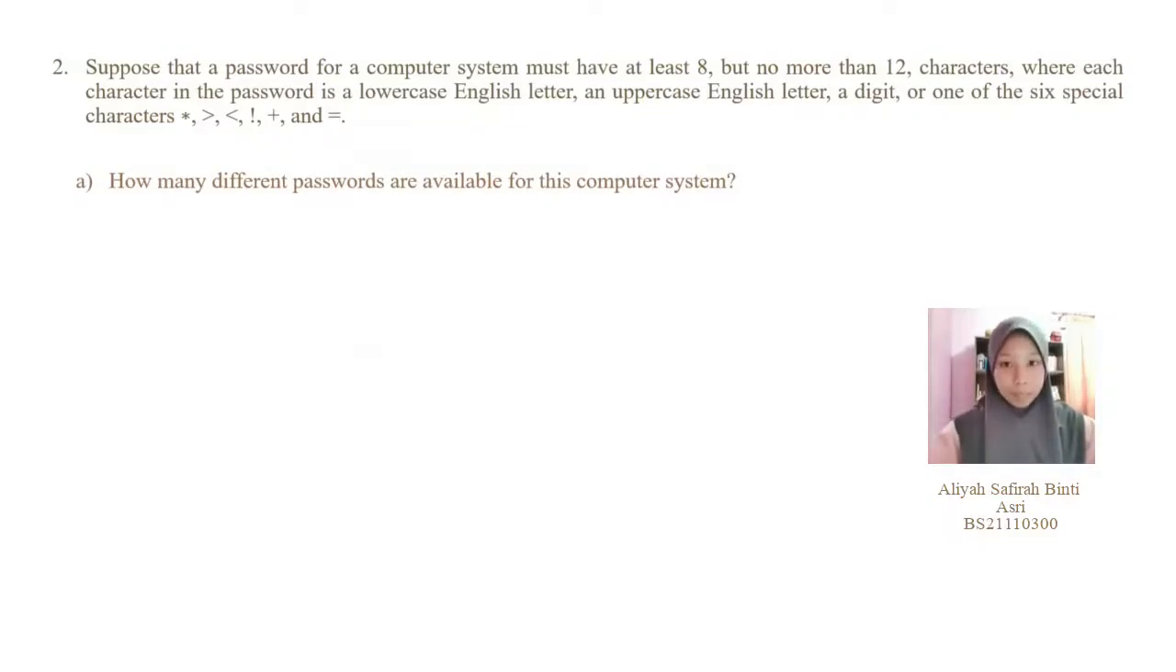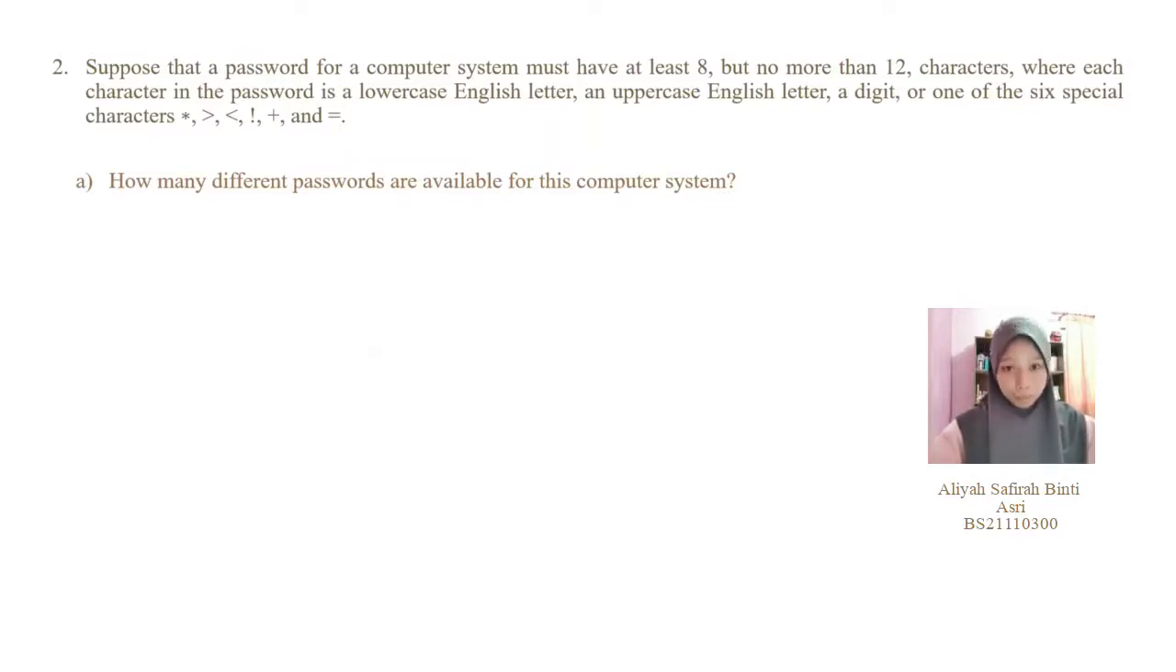Hi, my name is Aliyah and I'm going to explain the second question, which is: suppose that a password for a computer system must have at least 8 but no more than 12 characters, where each character in the password is a lowercase English letter, an uppercase English letter, a digit, or one of 6 special characters. Part A asks how many different passwords are available for this computer system.